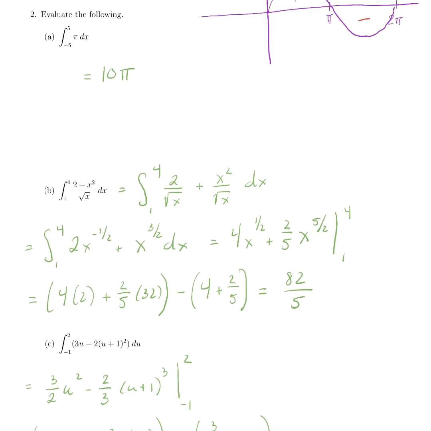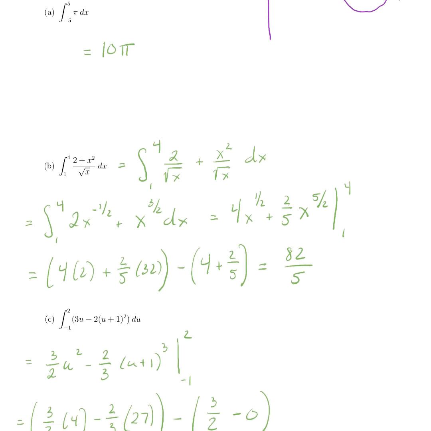I didn't ask you to draw pictures, just evaluate. So the integral from -5 to 5 of pi, well, pi is a constant function. So it's a horizontal line. So this is just the area of a rectangle. And the width of the interval is 10. So the area is 10 pi. All right, the integral from 1 to 4 of 2 plus x squared over the square root of x.